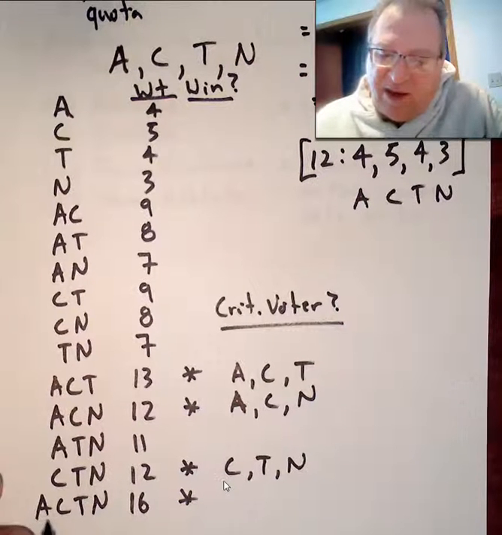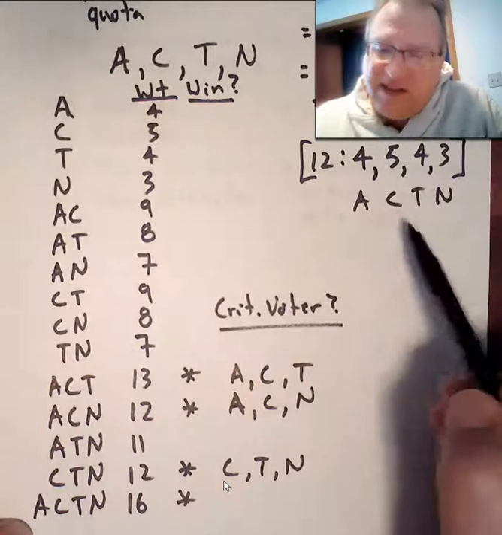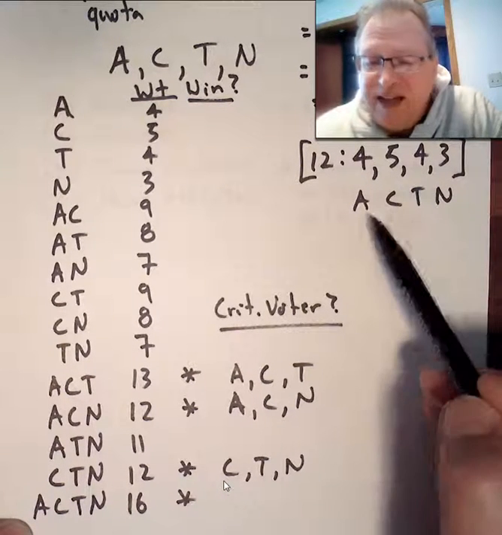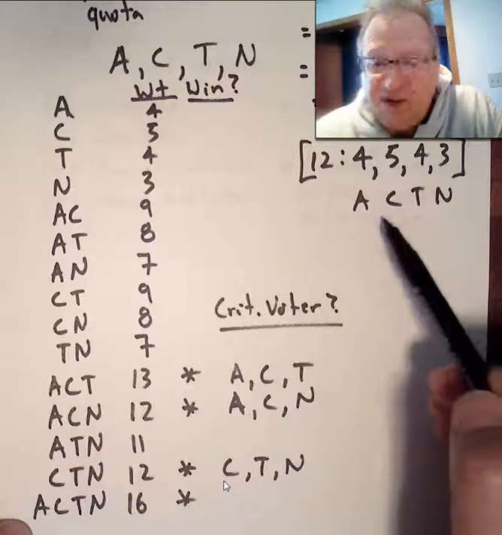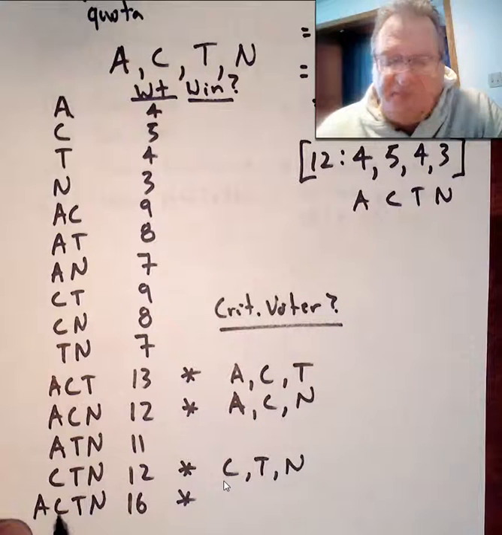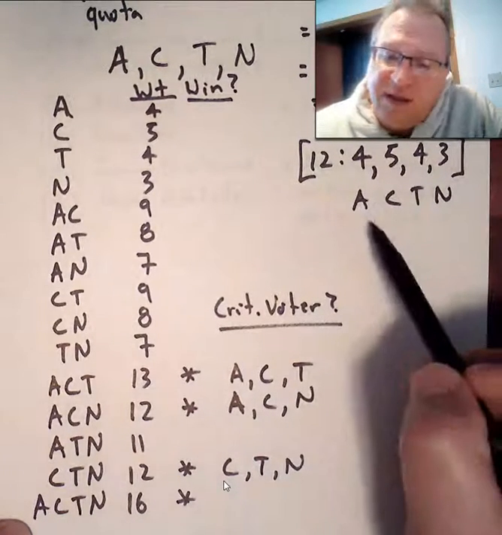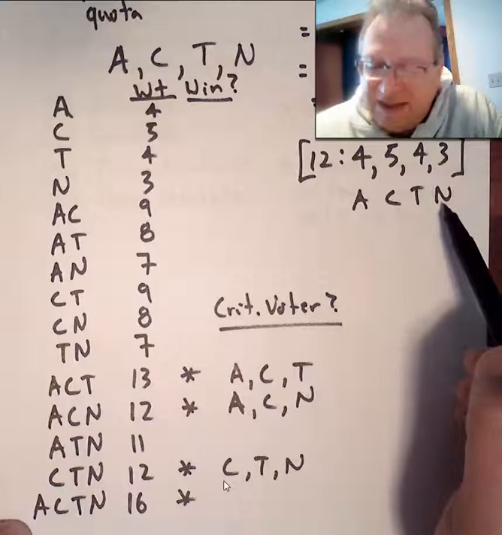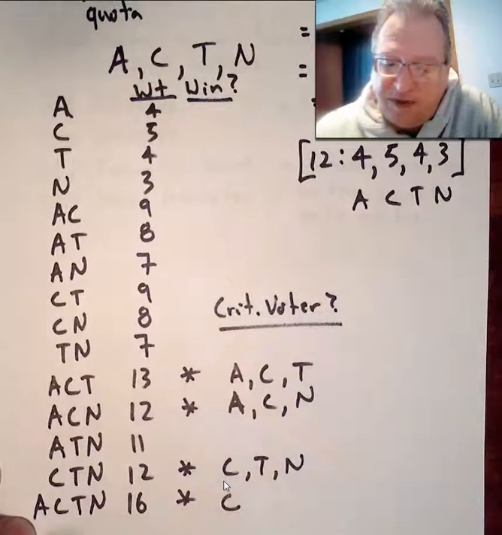If we pull out A, will we still have 12 votes? Well, let's see. CTN would be 9, 10, 11, 12. Yes, we do not need A in this coalition to pass. And so A is not a critical voter. How about C? If we pull C out of this group, will ATN still pass? Let's see, ATN would be 11 votes. Is that enough? No, it's not. That means that C is a critical voter to this coalition.